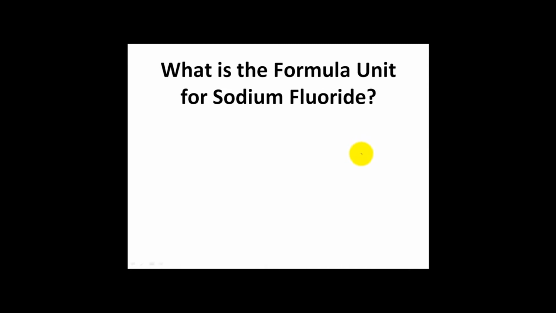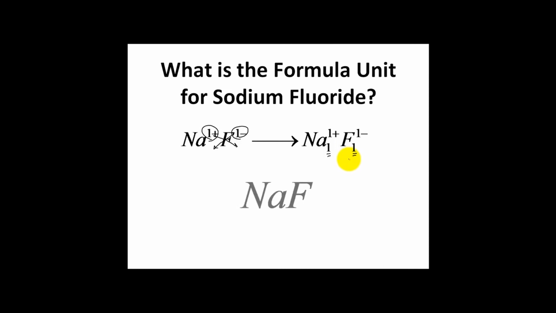Please try drawing the formula unit for sodium fluoride. Sodium is a 1+ ion. Fluorine is a 1- ion, and I cross them. And what you're going to see here is that we have 1s and 1s on the bottom. Whenever I have 1s, I do not need to draw them in the final representation of my formula unit. In this case, the formula unit is Na1F1 or NaF.